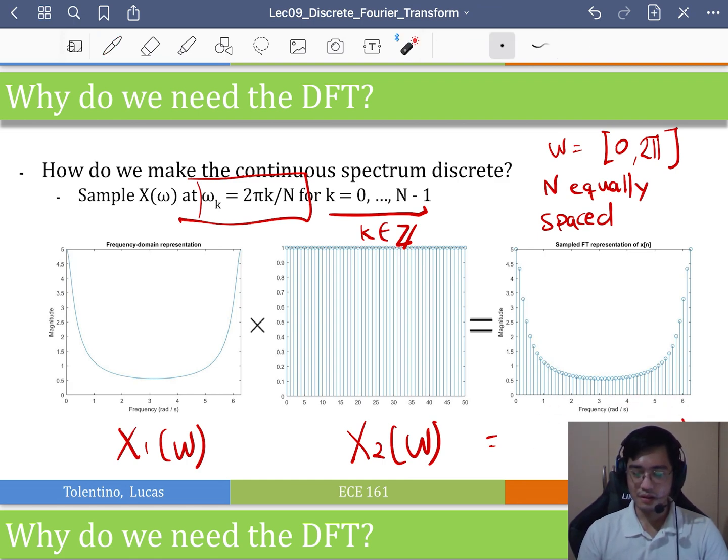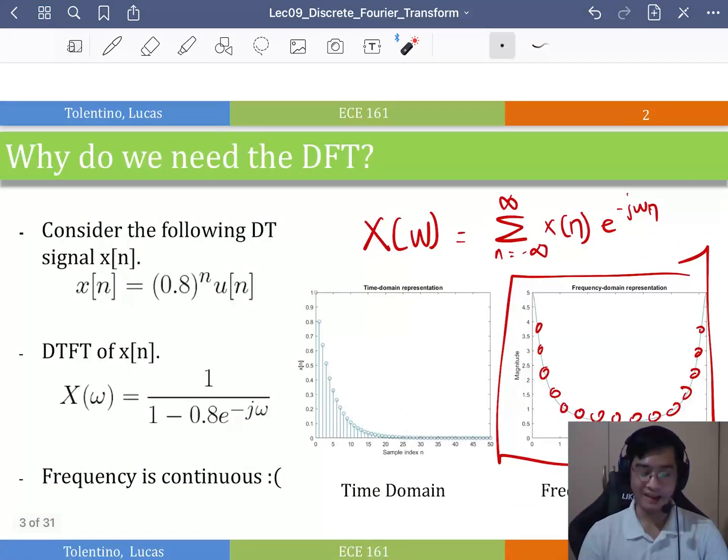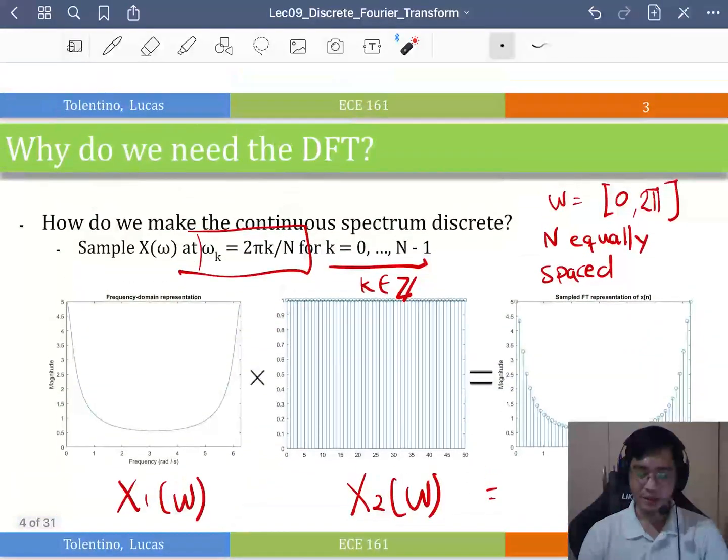So we know X1 of omega in the time domain, right? That is just this one, x1 of n. We know X2 of omega in the time domain. If you could recall, the impulse train is a good signal, because an impulse train in the time domain is also an impulse train in the frequency domain. So x2 of n is just also an impulse train.